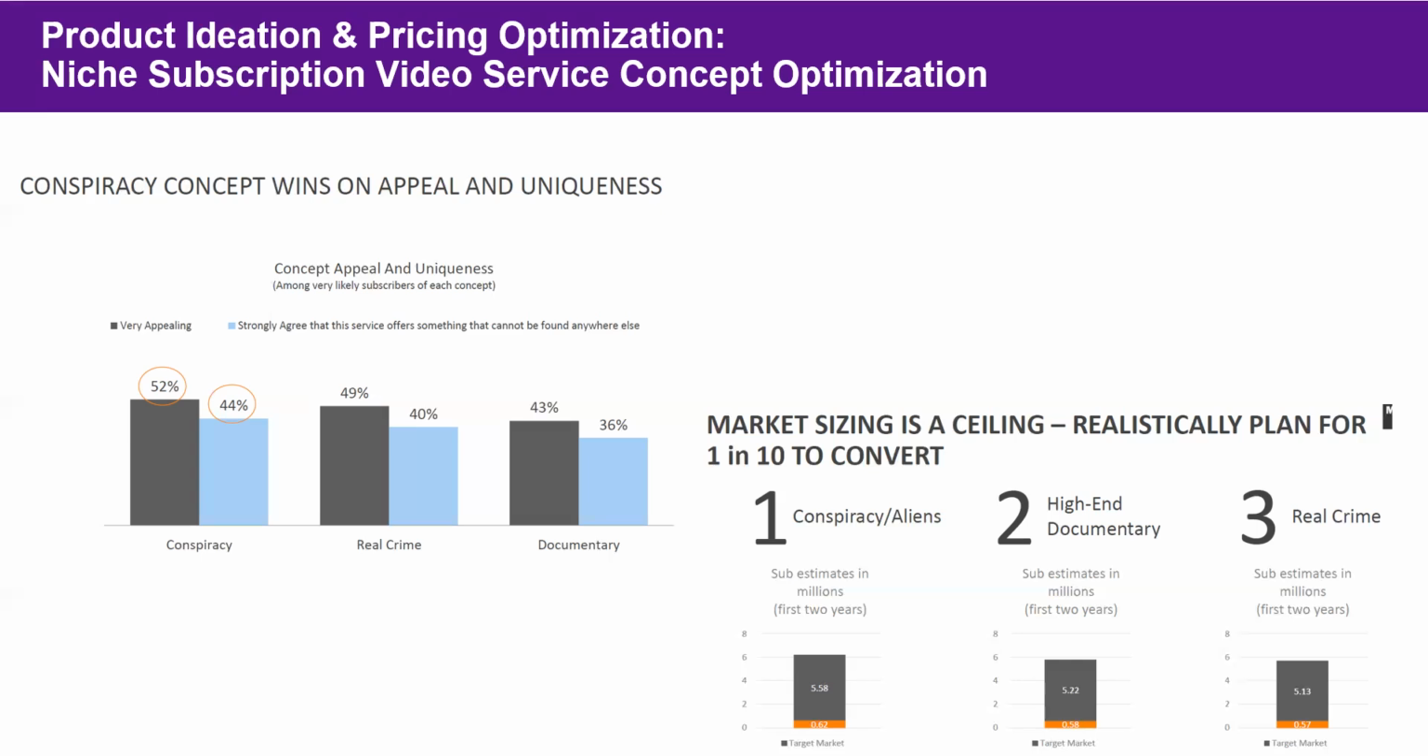So here we saw across the different questions and metrics that we measured that the conspiracy slash alien slash paranormal product was a little bit more appealing than the other two that we tested. And via the metrics that we got through this project, we were able to really understand what the overall market size could be in year 1 for this type of offering, all through that concept test.